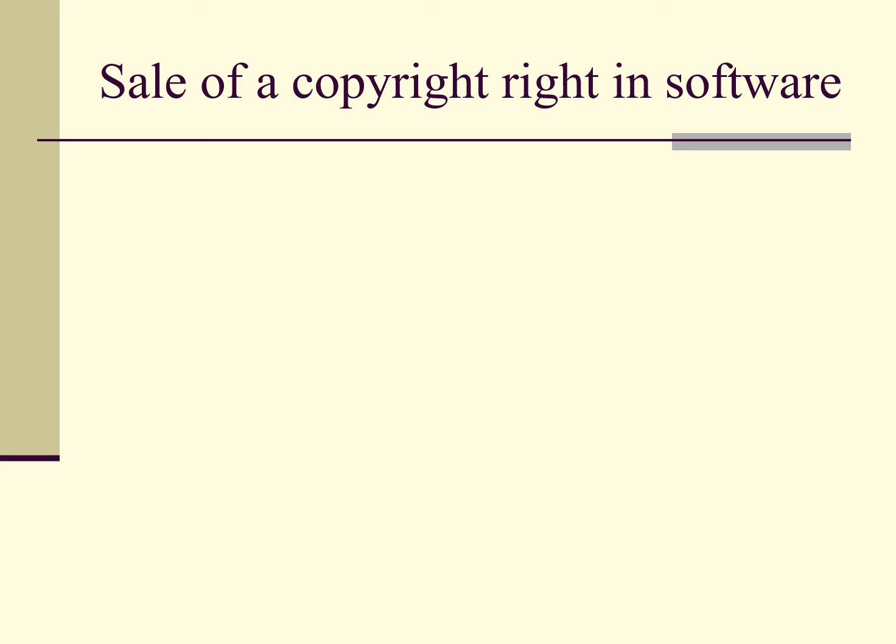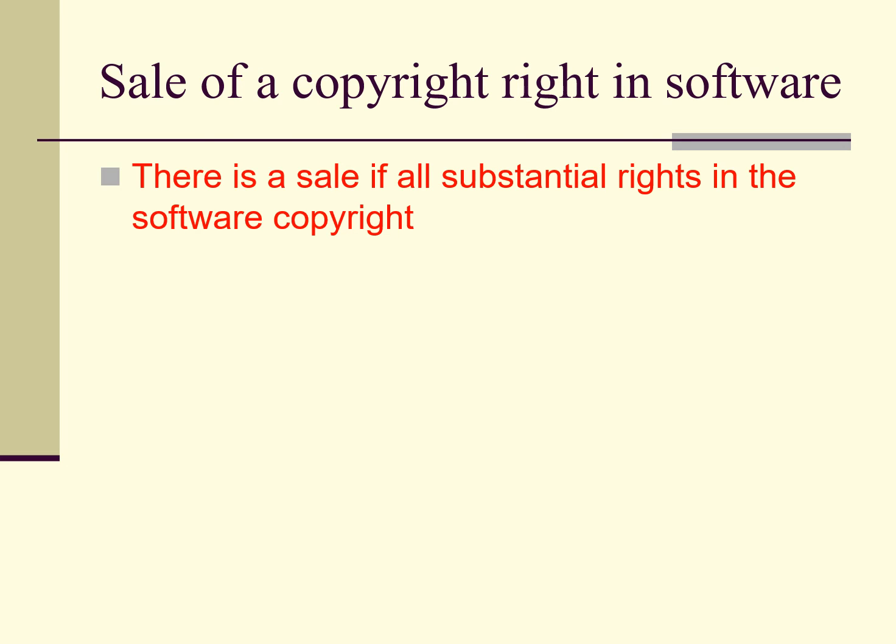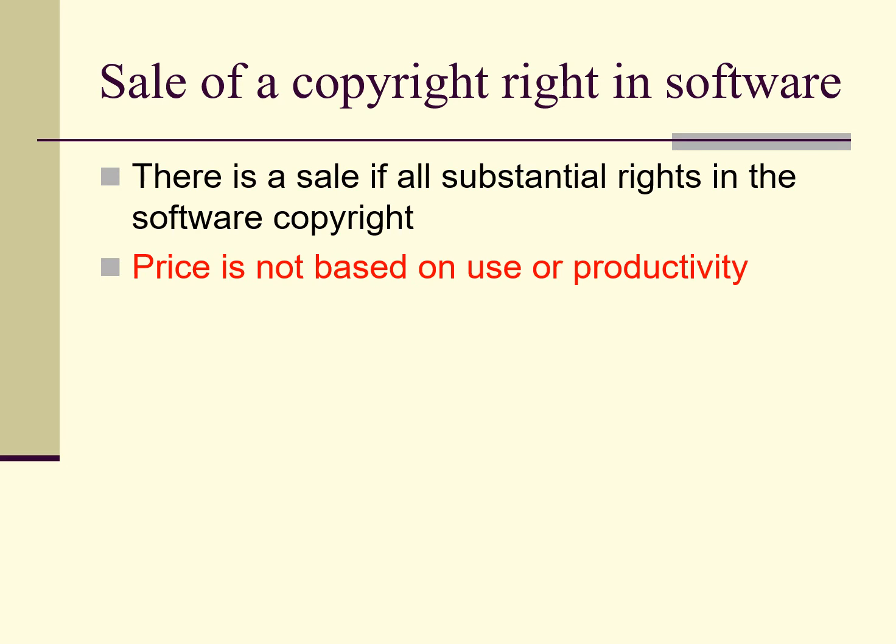The first transaction is a sale of a copyright right in software. There is a sale of a copyright right in software where there is a sale of a copy of a software program together with all of the substantial rights to exploit the software copyright commercially, such as by reselling the software, licensing the software to others, or creating new software that is derived from the software received. And the price is not based on the use or productivity of the software copyright.